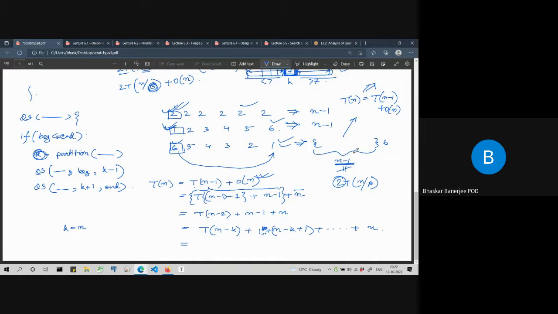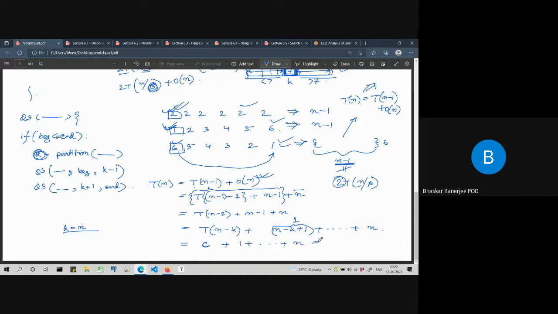So n-1, n-1, n-1. At one point I would reach the end of the array, and at that time I would get a single element. So if I put k equal to n, you see that this term is actually becoming 1. So our recurrence becomes, if I remove this, this would become 1, and for n minus k, what would happen to that? We know that this would be T of 0, which is some constant, so I'm writing some constant plus 1 plus dot dot up to n.